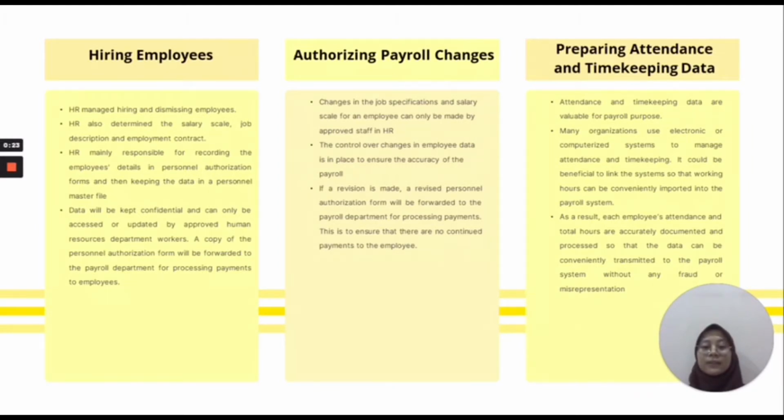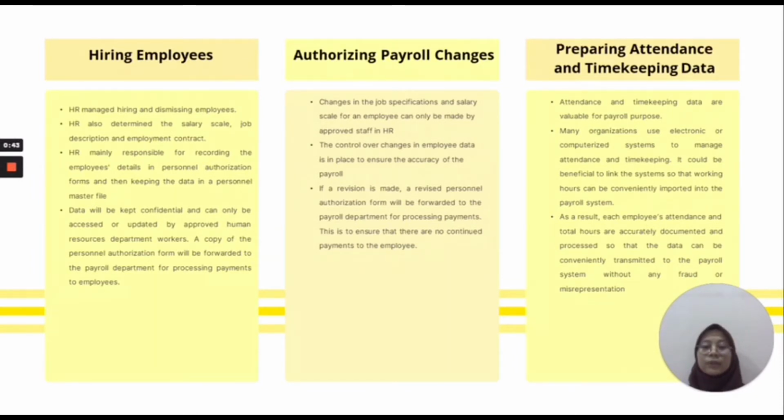Employee details include biographical data, job qualification, salary scale, and authorized payroll deductions. Data will be kept confidential and can only be accessed or updated by approved Human Resource Department workers. A copy of the personnel authorization form will be forwarded to the Payroll Department for processing payment to employees.